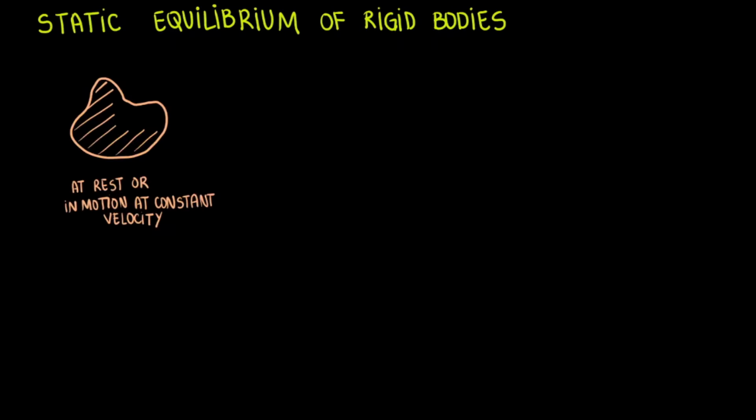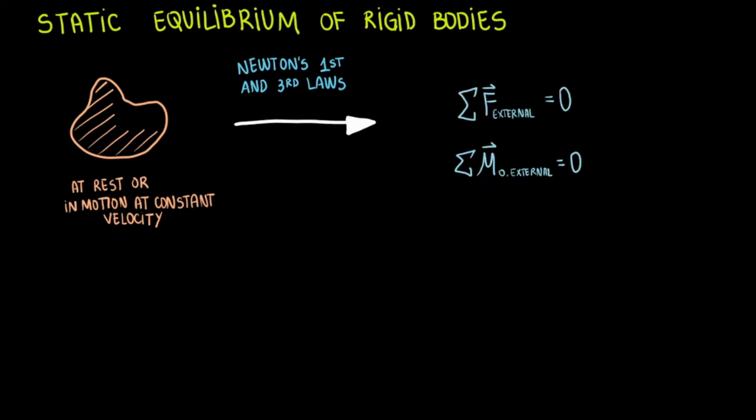Picture a body, not necessarily human, it could be anything. Now let's imagine that it is at rest or that it is in motion, but with a constant velocity. Knowing Newton's first and third laws, we know that for this body to be in static equilibrium, the sum of its external forces must be zero, and the sum of its external moments must also be zero. Note that the moments in this case are being taken around a fixed point titled O in the body. I'm not going to place it somewhere in the body because really it could be anywhere.